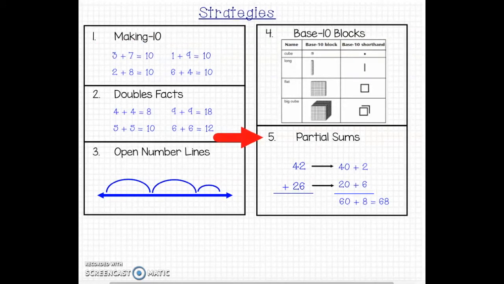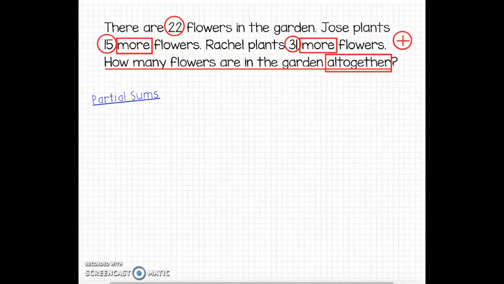I think I will use the partial sums to solve this problem. What is my number model for this problem? Take a second and write it down.